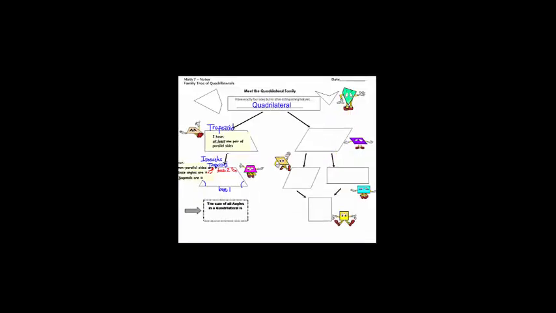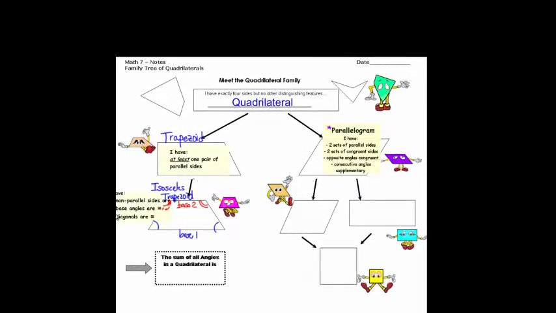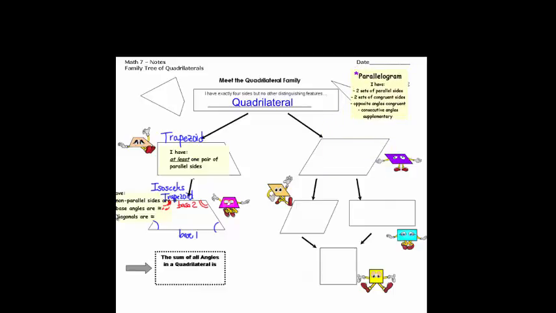Now I'm going to move over to the right hand side of the family. And the right hand side of the family, the first figure is the parallelogram. The parallelogram has two sets of parallel sides, two sets of congruent sides, opposite angles that are congruent, and consecutive angles that are supplementary. Because remember, if it has sets of parallel sides, for instance, this side and this side are parallel, then these are parallel lines cut by a transversal, and that follows our rule that these two angles would have a sum of 180.